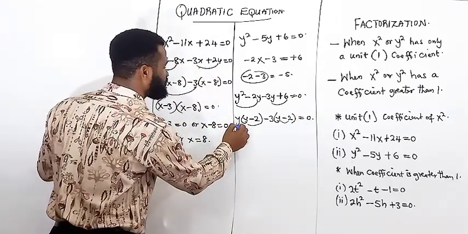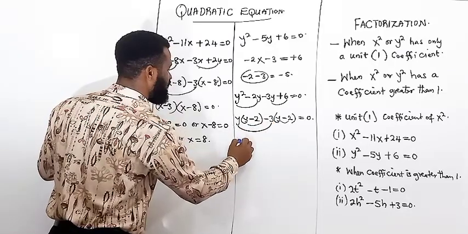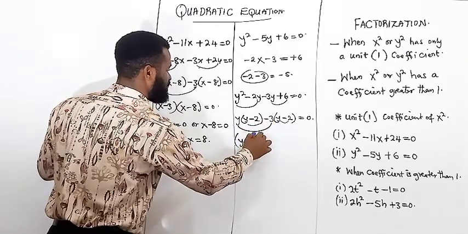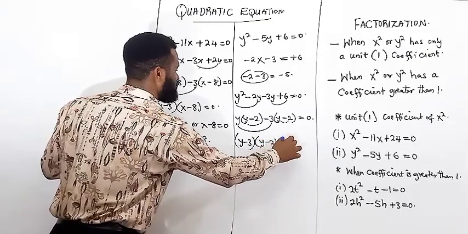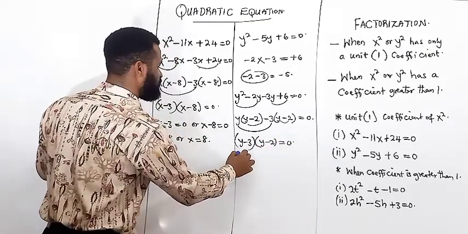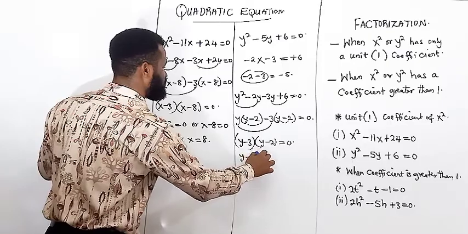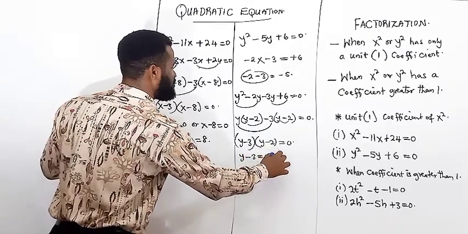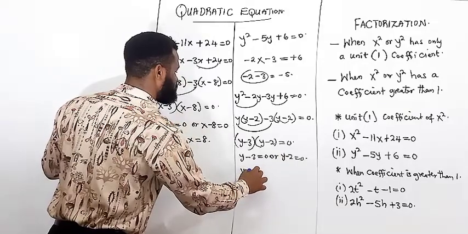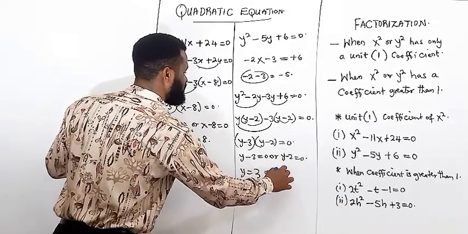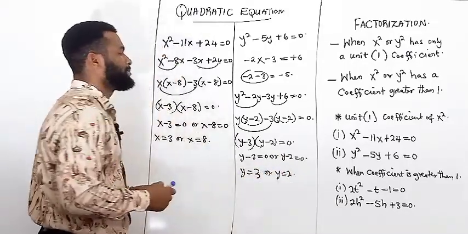So I will have this y and this 3 together, y minus 3, and in the bracket, take any of the brackets, which is y minus 2, all equal to 0. So we say that y minus 3 equals 0, or y minus 2 is equal to 0. So y is 3 or y is 2.